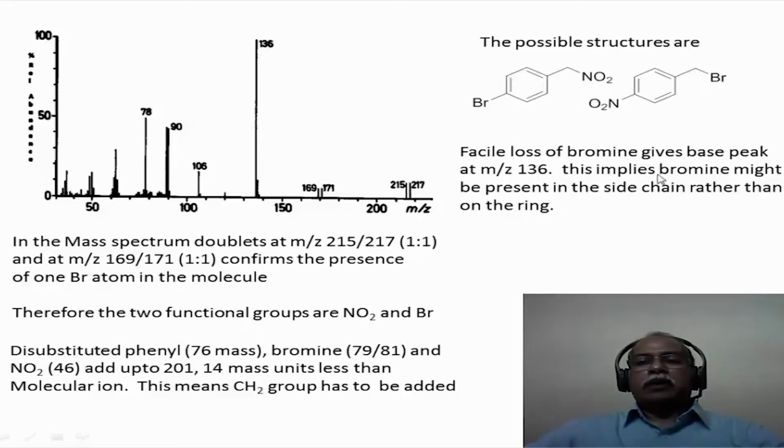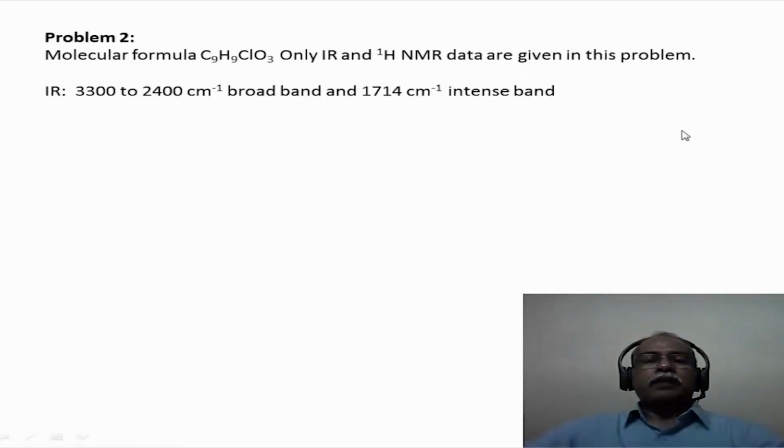This would imply that the bromine is actually attached to the side chain, because a benzyl bromide system readily undergoes rupture of the carbon-bromine bond, rather than an aromatic bromide, where rupture of the carbon-bromine bond is much more difficult. So most likely the structure is para-nitrobenzyl bromide for this particular compound. So it's a fairly simple problem that we dealt with.